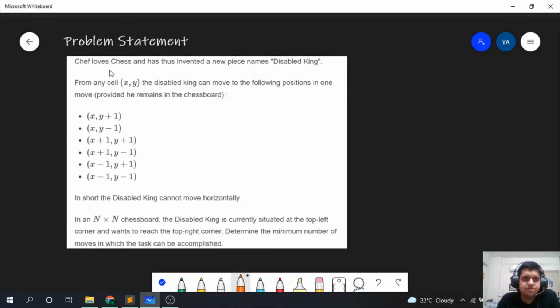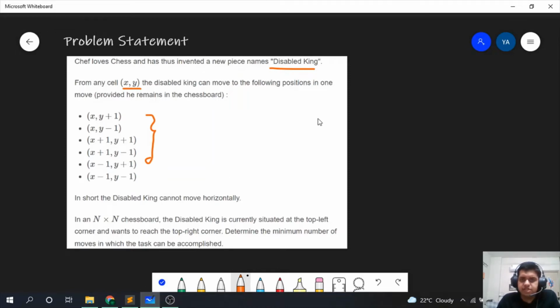So Chef loves chess and has thus invented a new piece called Disabled King. From any cell (x, y), the Disabled King can move to the following positions in one move. So these are the positions. In short, the Disabled King cannot move horizontally.